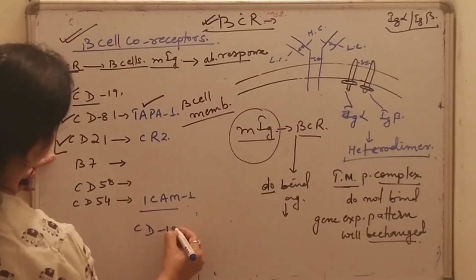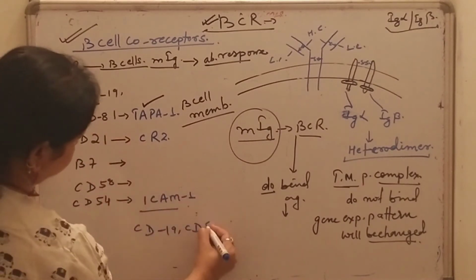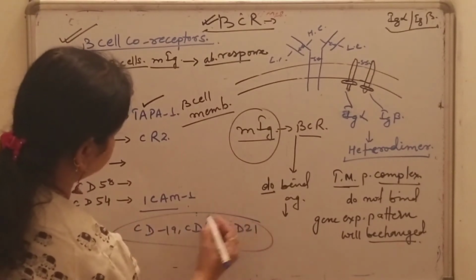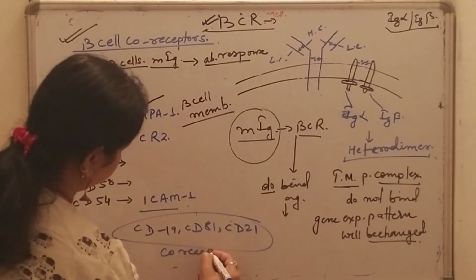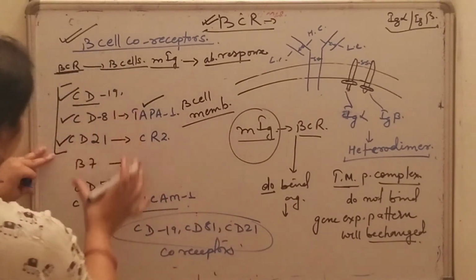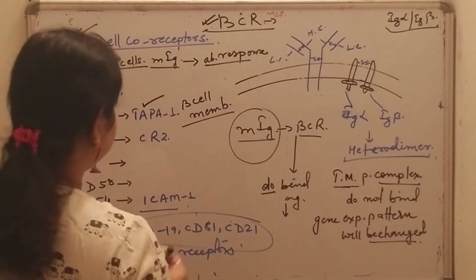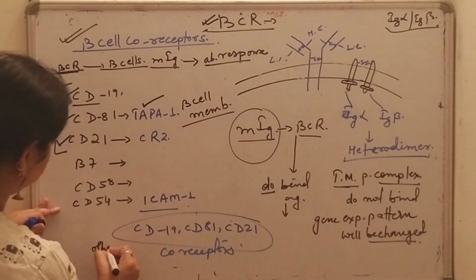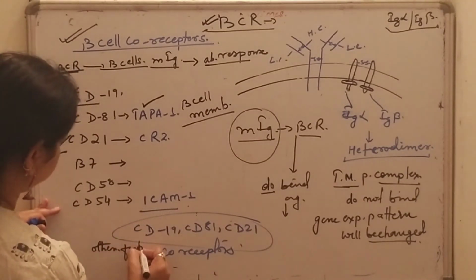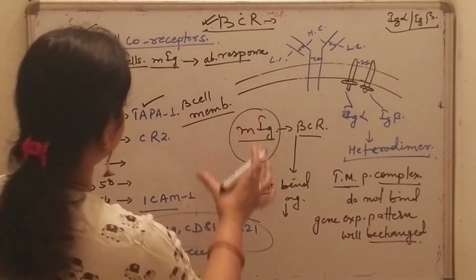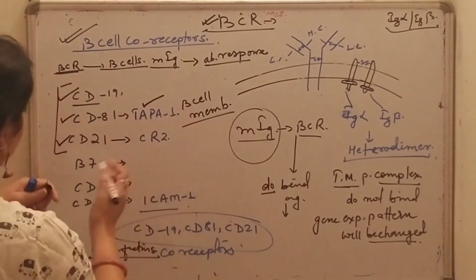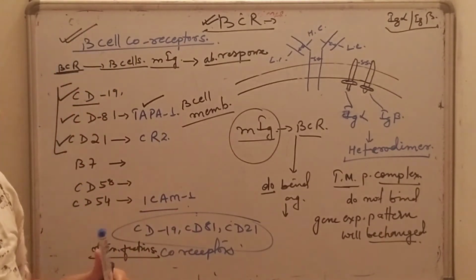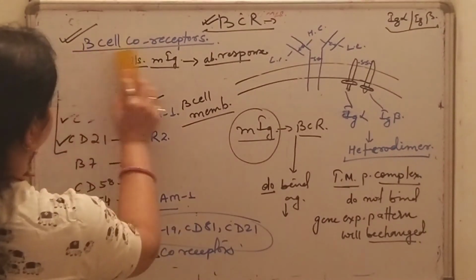This CD19, CD81 and CD21, these act as co-receptors, and these other molecules help in other functions. Okay, so let's discuss their structure. So for that I will have to raise it. Okay.